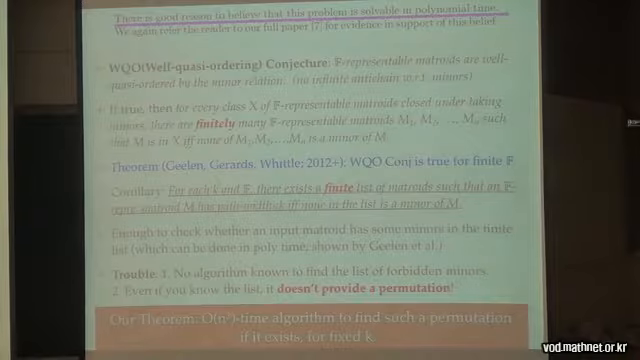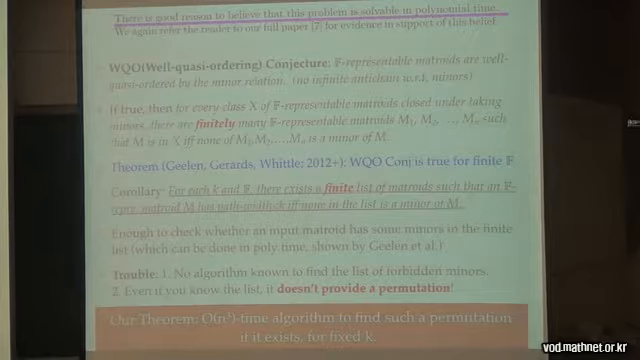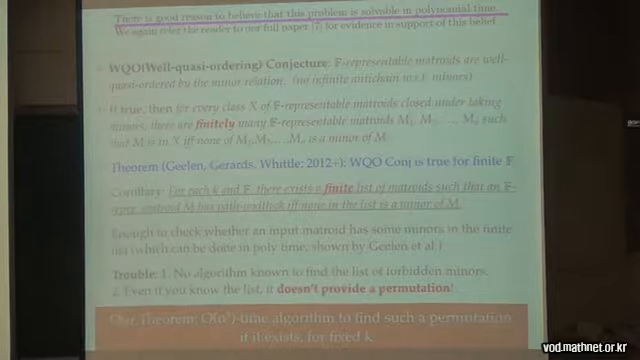So this is what Navin said. Well, it's believable, but actually it's doable. But this approach has a problem. The first problem is that there's no algorithm known to generate the list of all forbidden minors. The theorem just says that there exists some finite list of forbidden minors, but it doesn't say where they are, so you don't have any bound on it.